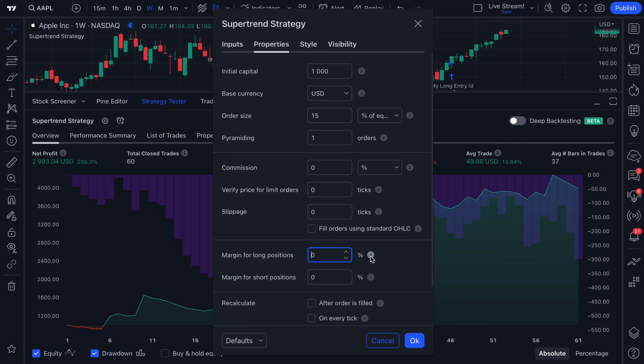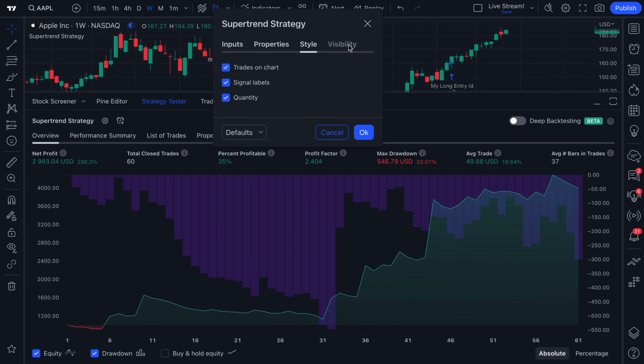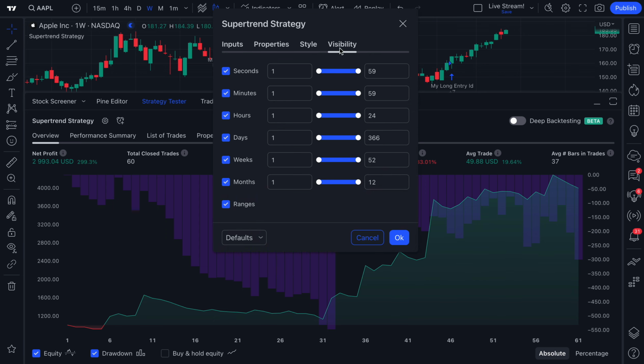Now, of course, you have margin for long positions, you have margin for short positions. If you are trading with margin, you're going to want to fill this out, because once again, that will also greatly change the outcome of your strategy tester. And there are a few other important things now about the strategy tester as well, which is you have some basic style functionality here, and you also have some visibility options.